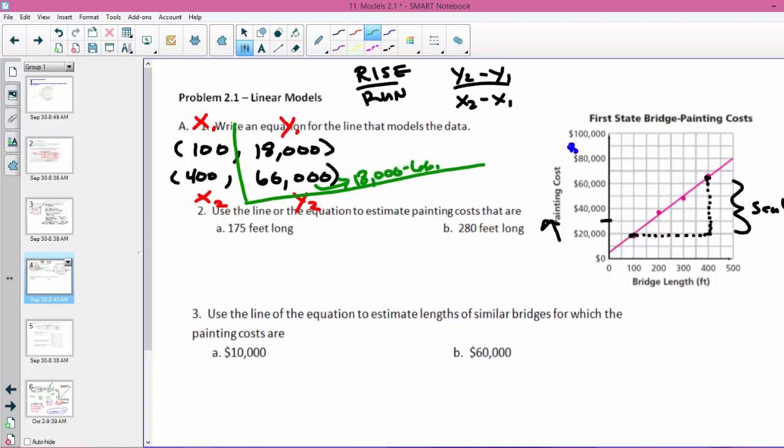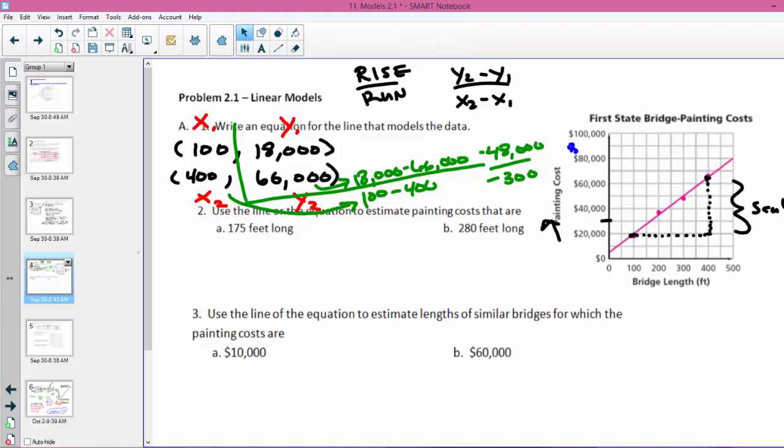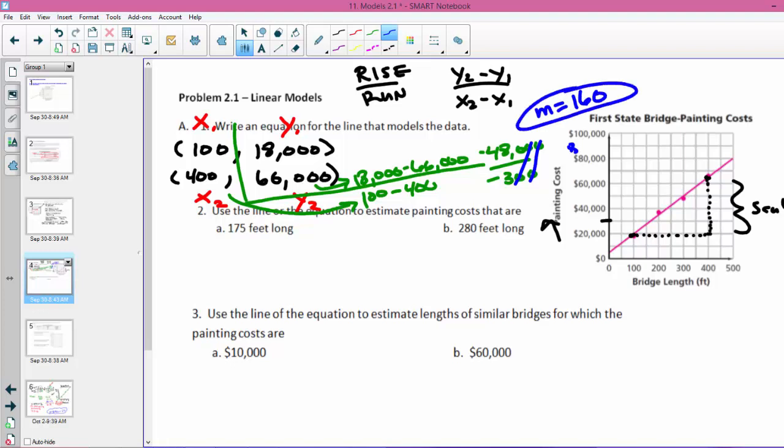18,000 minus 66,000 to get negative 48,000. And then 100 minus 400. So these two are just written right here to get negative 300. And then you can cancel a couple zeros. So 480 divided by 3 is 160. So the slope is 160, and you can use the calculator. It is positive because 2 negatives make a positive.